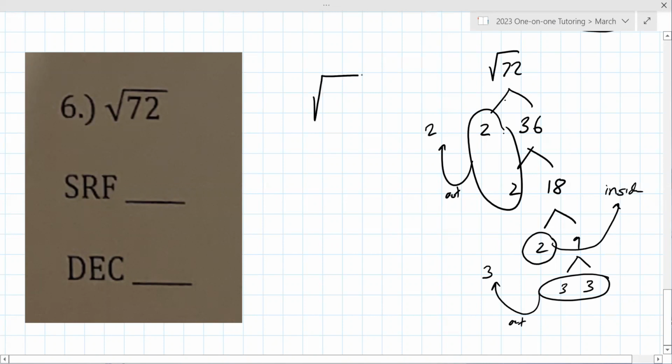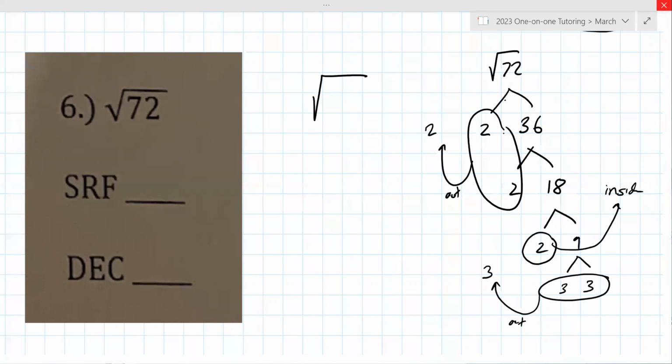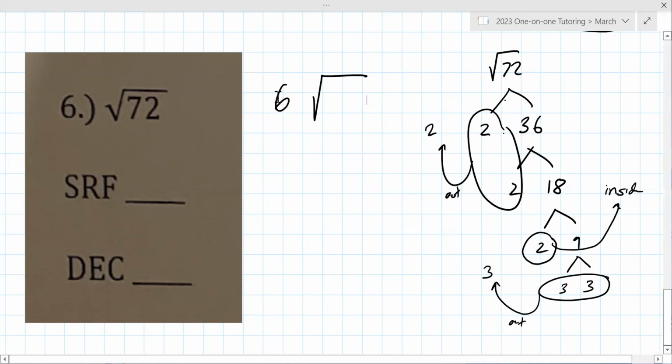So what goes on the outside of the root? 2 and 3. I just want a 2 and 3, single. Okay, and they multiply to 6. What is left over? What stays inside? Inside, what stays inside is 2. Very good. That's the SRF, the simplified radical form.